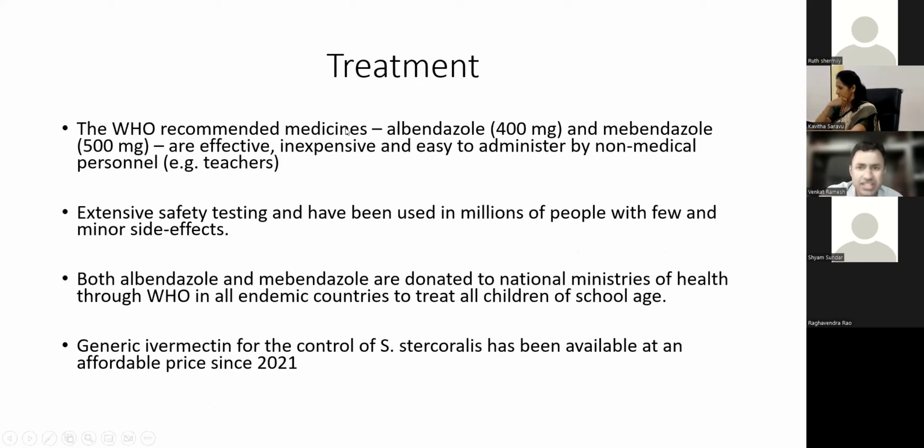So treatment is very, very simple. Albendazole and mebendazole, 400 milligrams and 500 milligrams respectively, effective, inexpensive, and easy to administer by non-medical personnel such as teachers. These are drugs which have extensive safety testing, have been used in millions of people with few and minor side effects. They are donated to national ministries of health through WHO and all endemic countries to treat children of school age. Generic ivermectin has been available at an affordable price since 2021.